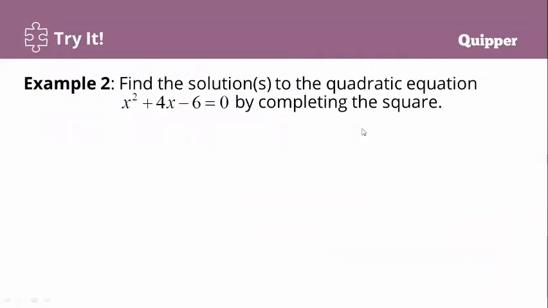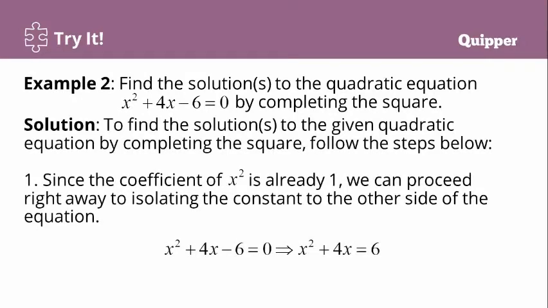Let's try another example. Find the solutions to the quadratic equation x squared plus 4x minus 6 equals 0 by completing the square. Recall the steps we had earlier. Since the coefficient of the quadratic term is already 1, we can proceed right away to isolating the constant to the other side of the equation. With this, we apply the addition property of equality, or we transpose. So the negative 6 becomes positive 6.